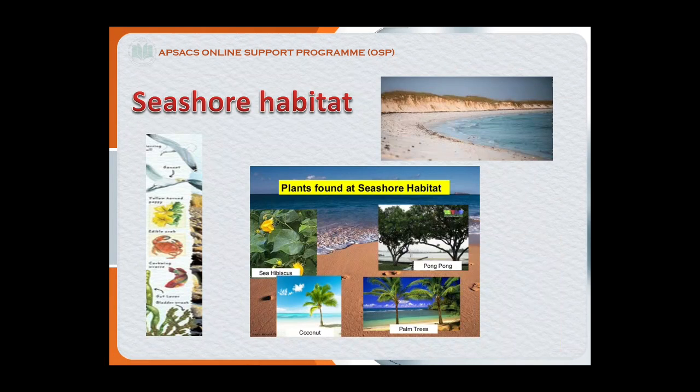Next habitat is seashore habitat. Seashore means the edge of the sea. Seashore habitat is home to several kinds of plants as well as animals. Waves bring in the food for some of the animals which can be found in the seashore. The plants which can be found at the seashore habitat are pong pong, palm trees, coconut, and sea hibiscus. The animals include seagull, clam, hermit crab, starfish. These are the examples of animals and plants which can be found in the seashore habitat.